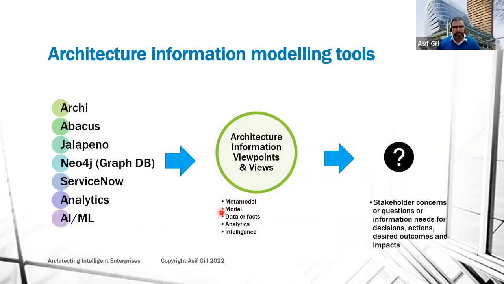There are different tools to support architecture information modeling. Of course, Archi is good for conceptual ArchiMate modeling, but there are other tools as well, including Abacus, Jalapeno. It's not in any order, I'm just giving you examples. And then Neo4j, where you can store your graph data about architecture. ServiceNow may provide you the operational or current state of the architecture data from your operational CMDBs or repositories, and their analytics and AI machine learning platforms.